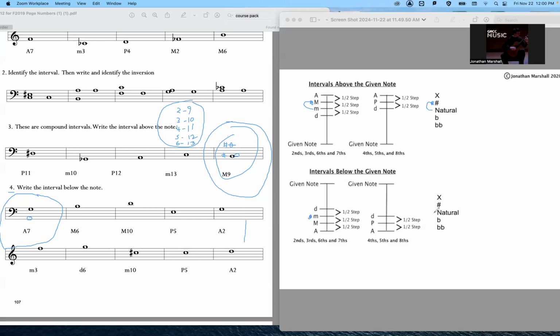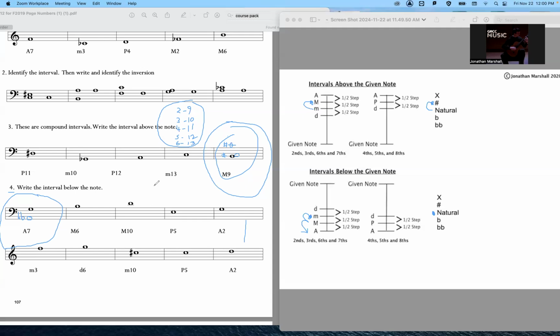And the bottom note is currently natural. Mark that. And I need to make it augmented. So I'm going to lower that bottom note 2 half steps. This is one of the hardest ones, I think. And I'm doing it for you. There you go. So that's the answer.